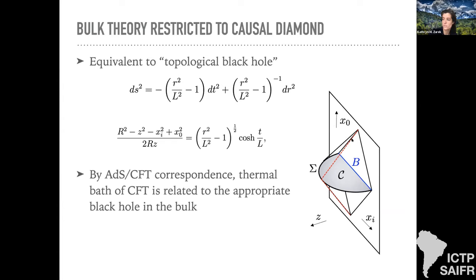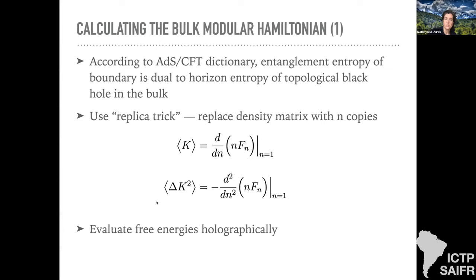And in AdS, rather than being linear, it's quadratic in this coordinate R. So I'm going to go to these topological black hole coordinates, R and T, which are related to the ordinary Poincaré coordinates in this way. And you can take a look at our AdS/CFT paper to get the details of how we do this. So by the AdS/CFT correspondence, the thermal bath of the CFT is related to the appropriate black hole in the bulk.